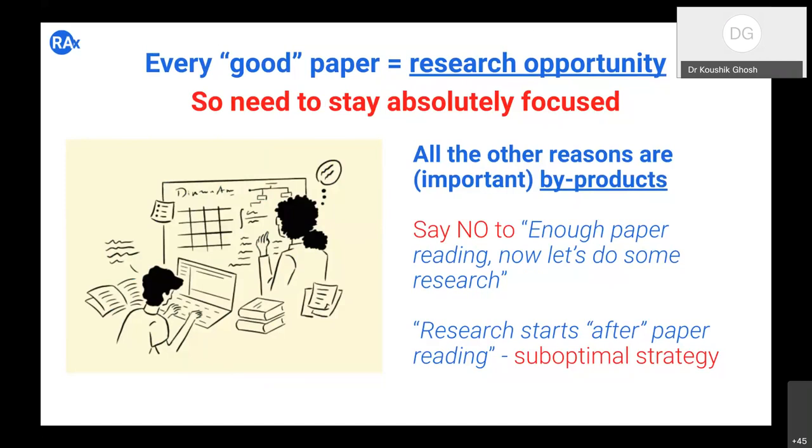The entire reason why you should be reading papers is because you get ideas from them. So don't say no to paper reading, thinking now let's do some research. It doesn't happen in a sequential way. You have to keep reading papers with different intentions, with different focus, in different stages of your research. Whether you are in the early, mid, or end stage of the research, every stage will demand its own type of literature review, its own type of literature analysis. It doesn't happen this way that you just read some papers, then stop reading papers and do research. I don't recommend that. It's not a very optimal strategy.